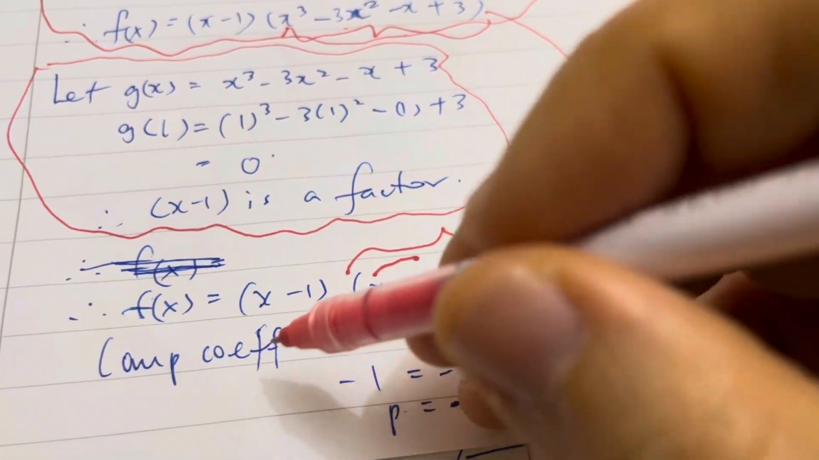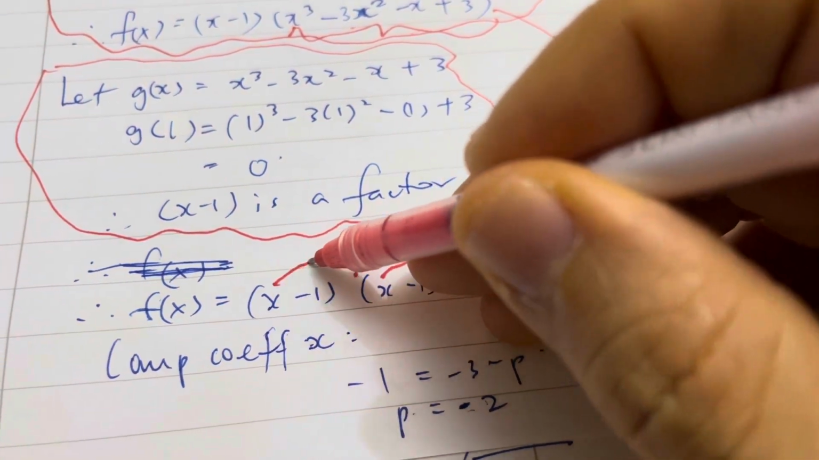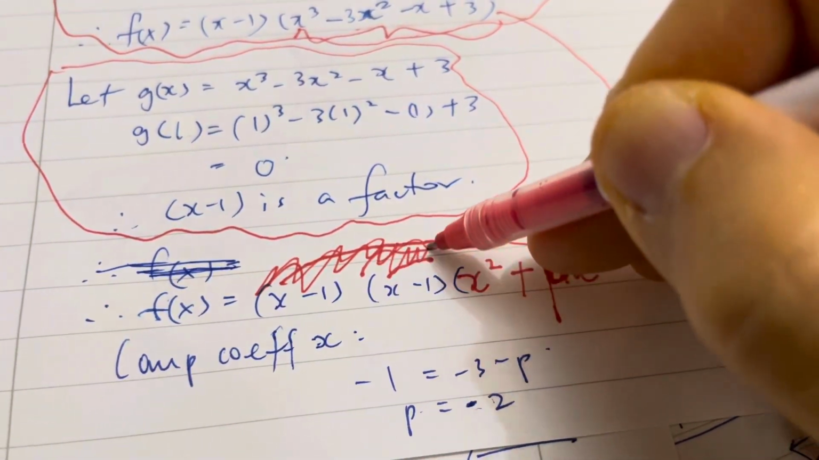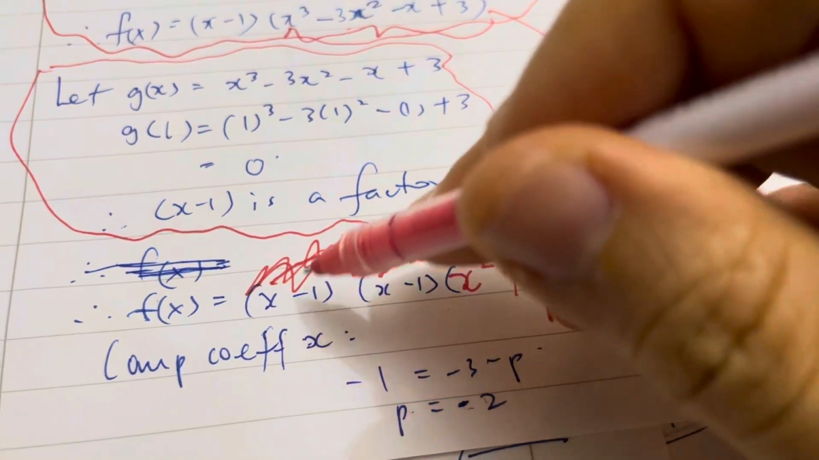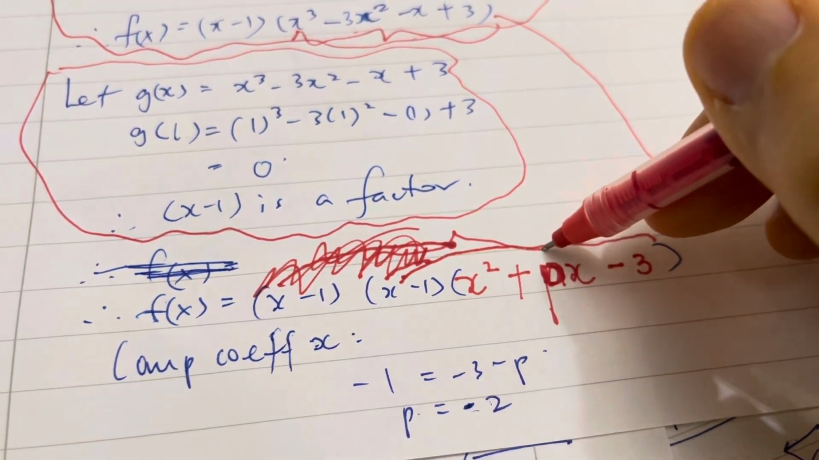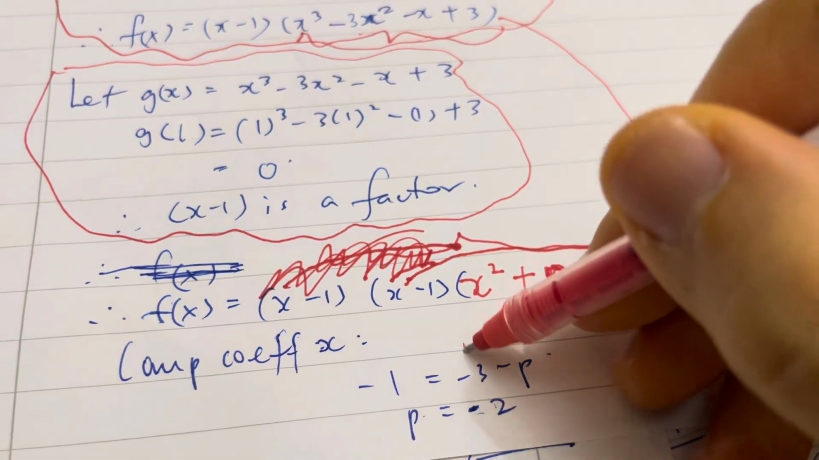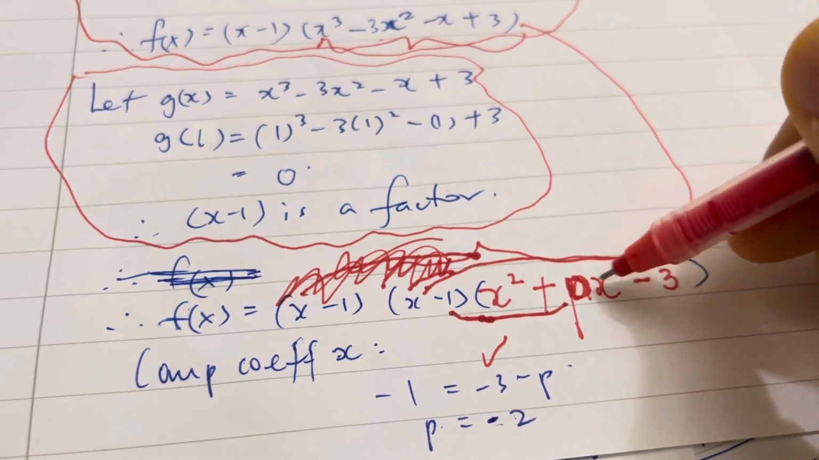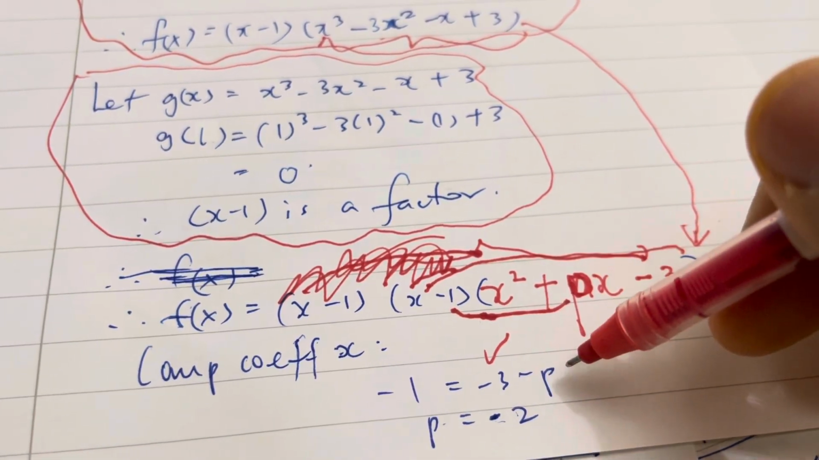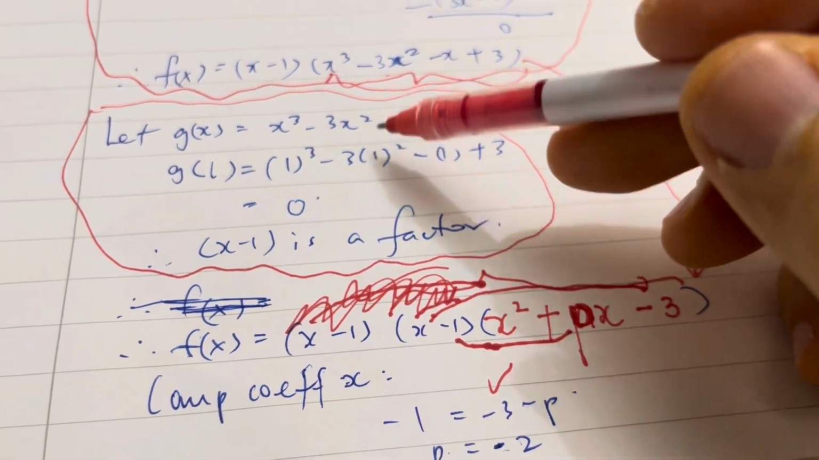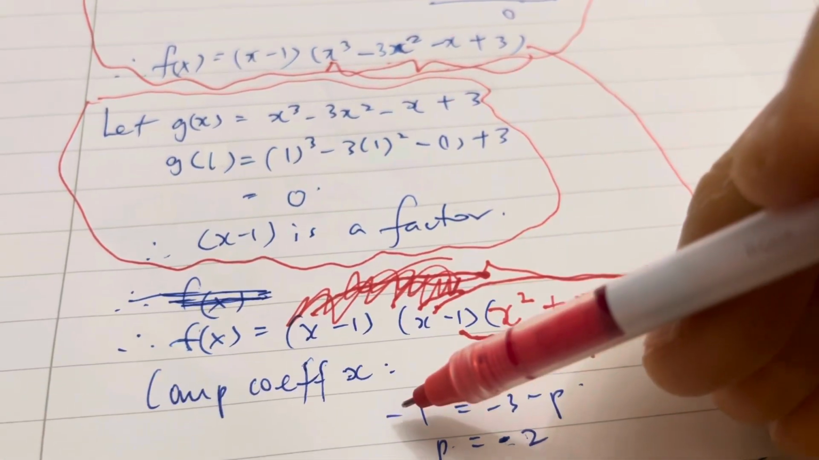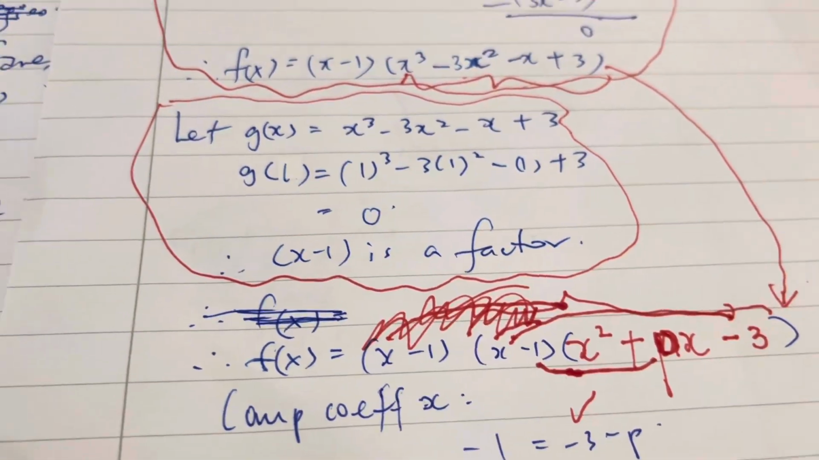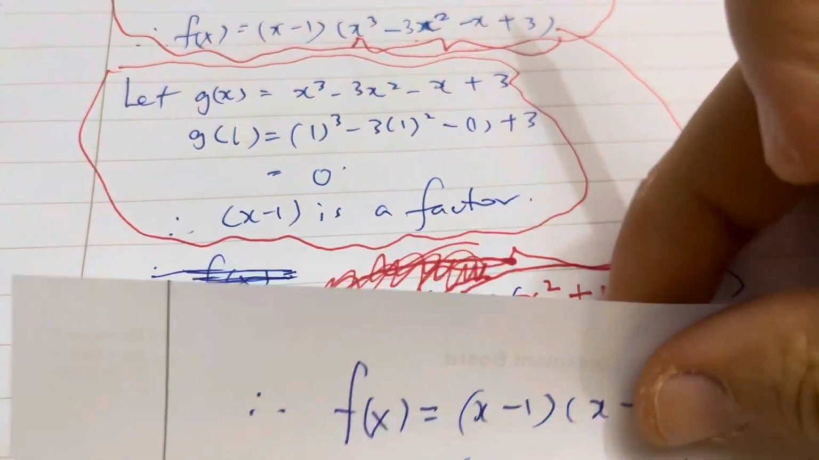So I'm comparing the coefficient of x, so I multiply this x with this one, nothing to do with this fella. I'm comparing this and this. That's how I get minus 3 here, and this with this, because I want the coefficient of x, so it's minus p. And on the left hand side, which is the g(x), it is minus 1. From here you'll be able to get p equals minus 2.